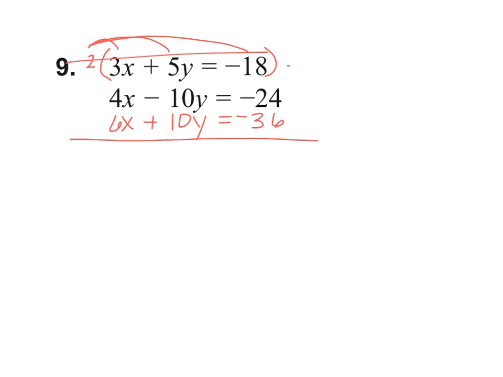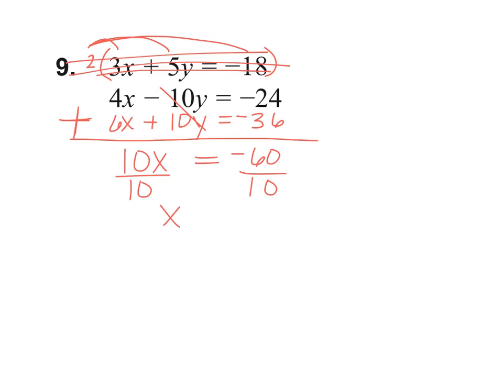Okay, so now I'm not using this one anymore because I changed it to this one, and I have opposite y values, so we're going to be adding these together. 4x plus 6x is 10x. That cancels out negative 10y plus 10y, so that's gone, equals, and then negative 24 plus a negative 36 is going to be a negative 60, and we're going to solve for x by dividing by 10. So x equals negative 6. Okay, and then we're going to plug back in to solve for y.